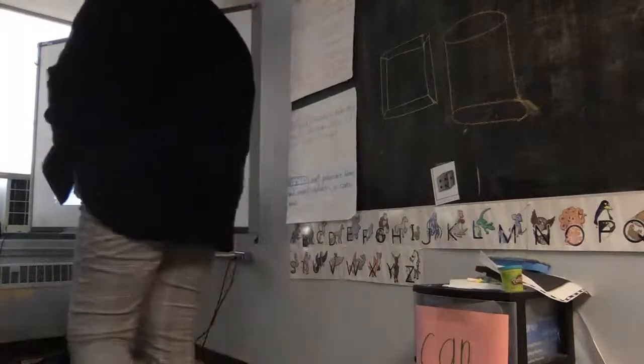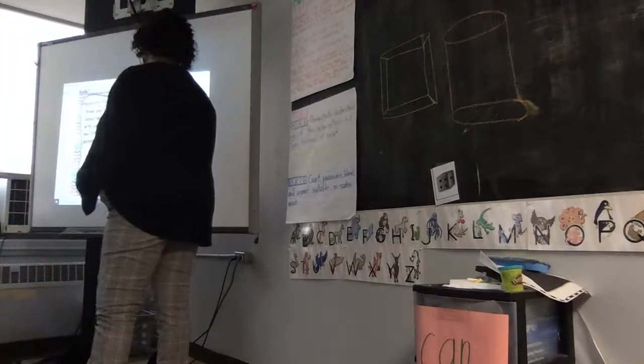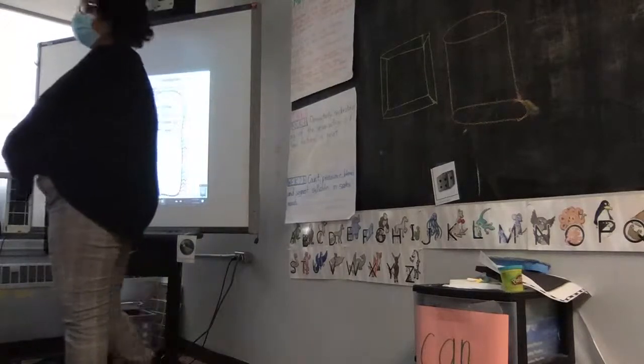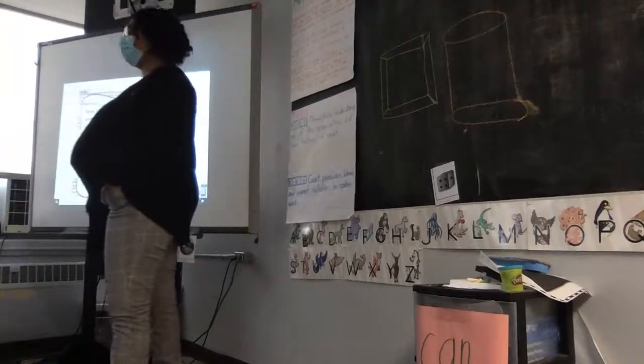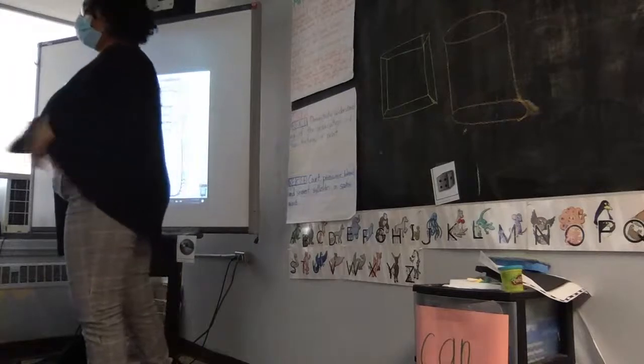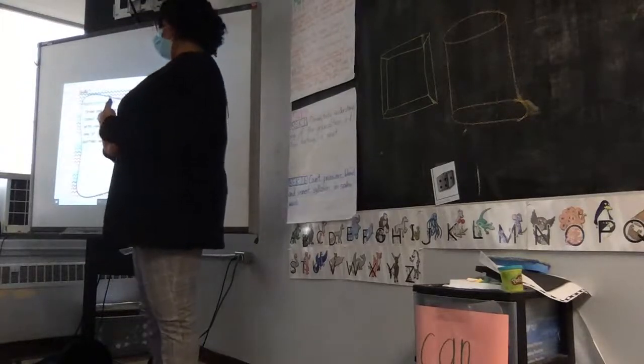Alright, now I want you to make a solid with your clay that has the shape that you drew as one of its faces. So you're going to use your clay to make one of the faces of your shape. So take out your Play-Doh and make one of the faces of the shape that you drew.